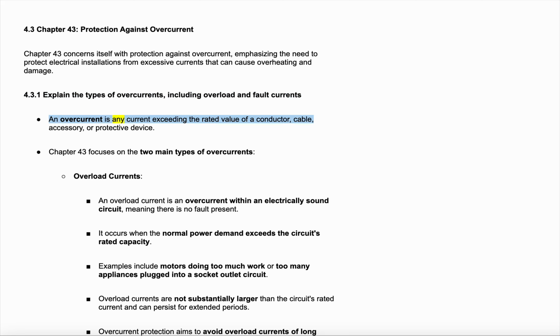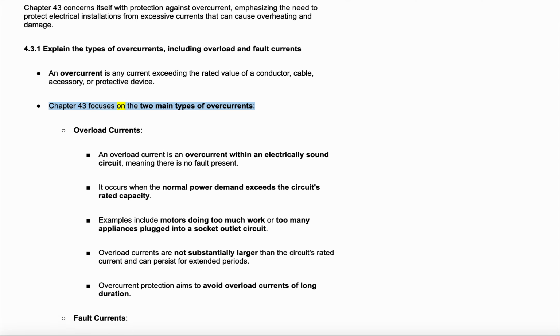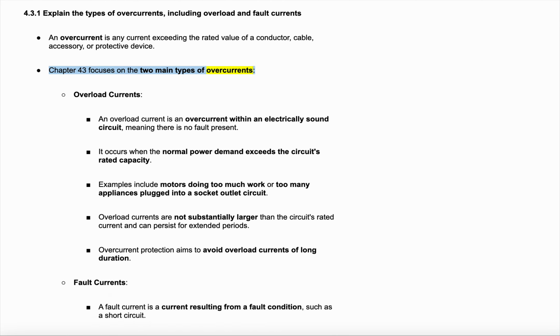An overcurrent is any current exceeding the rated value of a conductor, cable, accessory, or protective device. Chapter 43 focuses on the two main types of overcurrents. Overload currents. An overload current is an overcurrent within an electrically sound circuit, meaning there is no fault present. It occurs when the normal power demand exceeds the circuit's rated capacity.